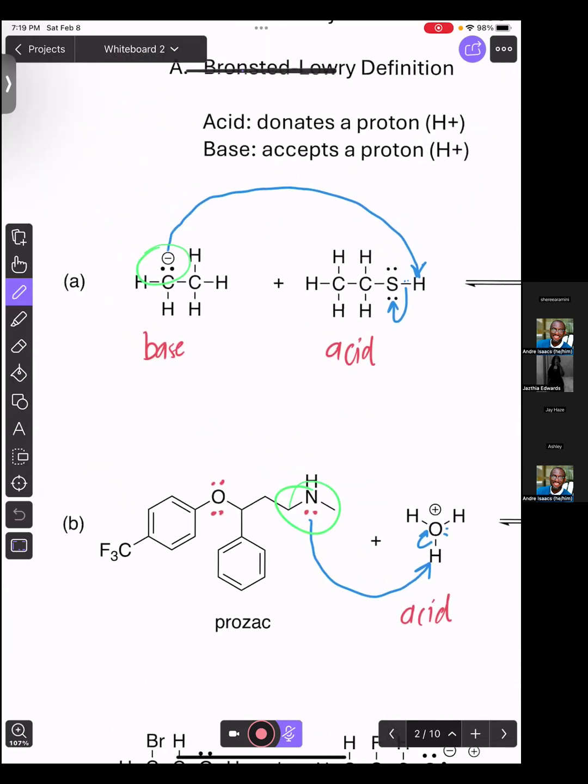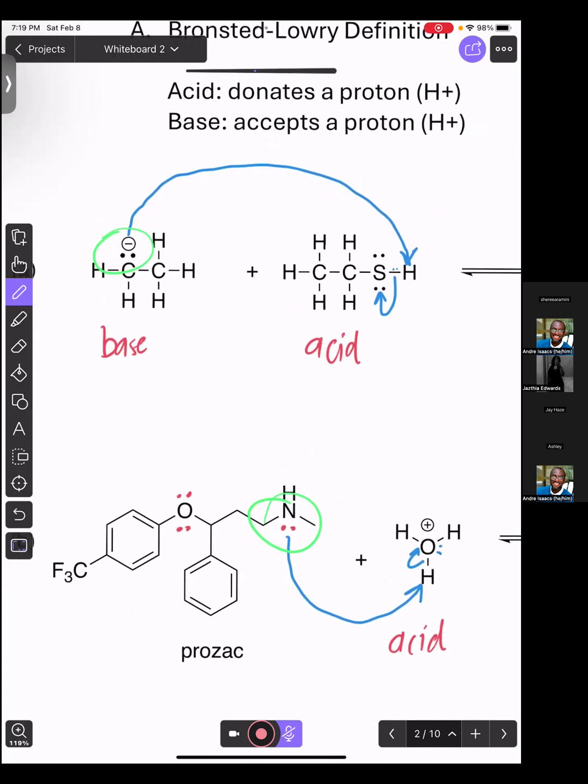So if you look at these two problems, you can see the similarities, right? We're always drawing the arrow from the electrons, from the atom that has the electrons. It's the electrons that are moving, and we're going to talk about that shortly. But we have to start our arrow from the atom in the base that is sharing the electrons with the hydrogen in the acid.